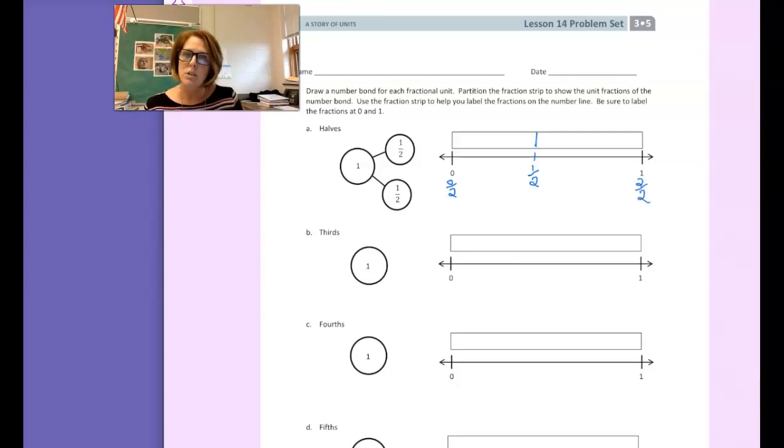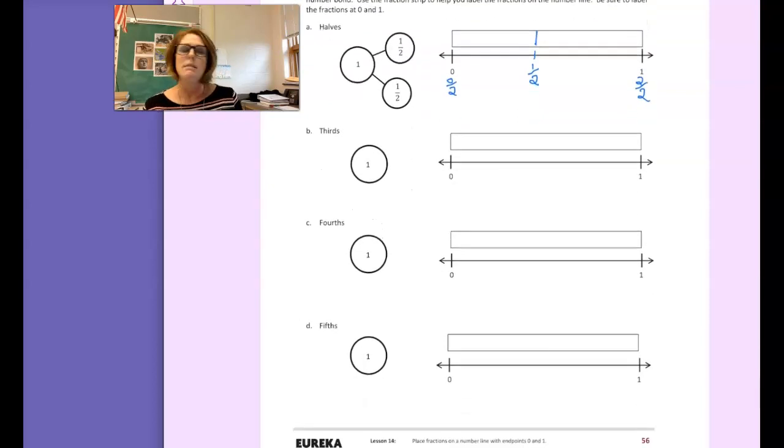That's how we would, it's just like counting. We're counting by fractions on the number line. I want to go down to letter C, and we're going to do fourths. So let's divide our fraction strip into fourths. And when we're dividing into an even number like that, I always like to divide it in the middle and then make the other lines on the side.